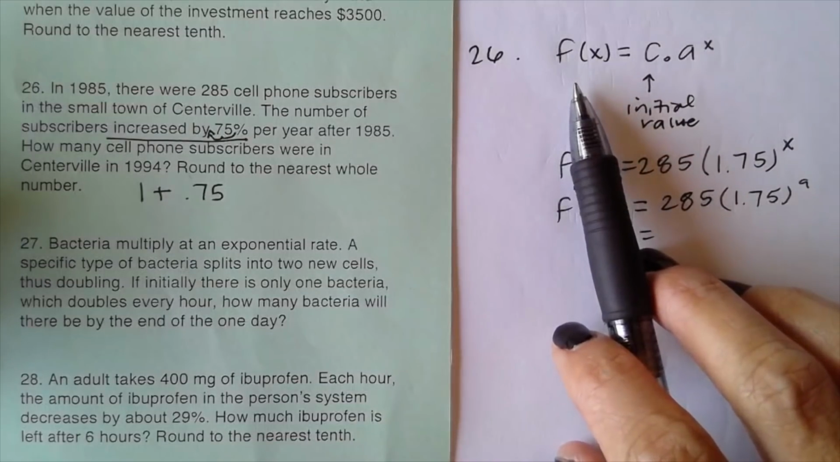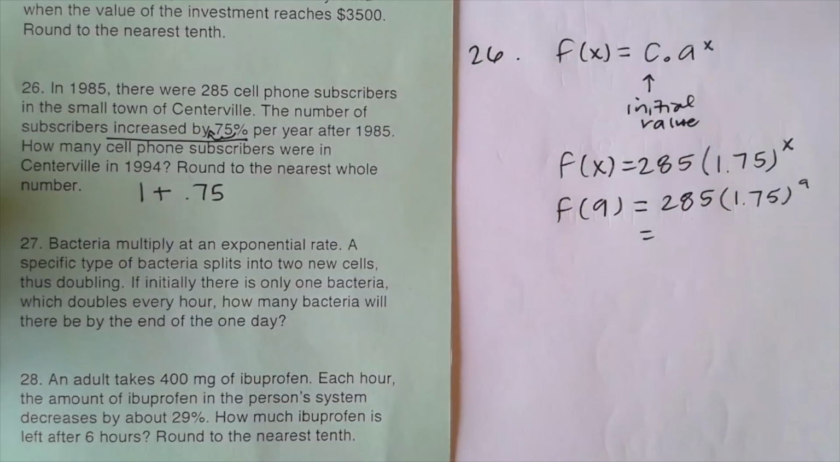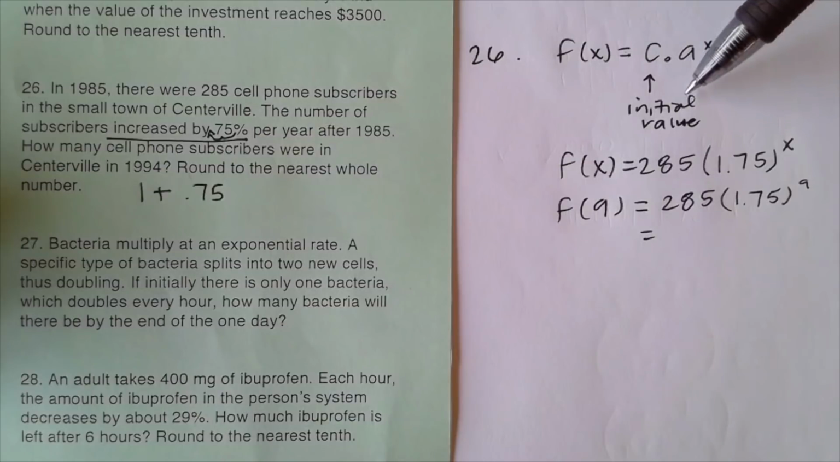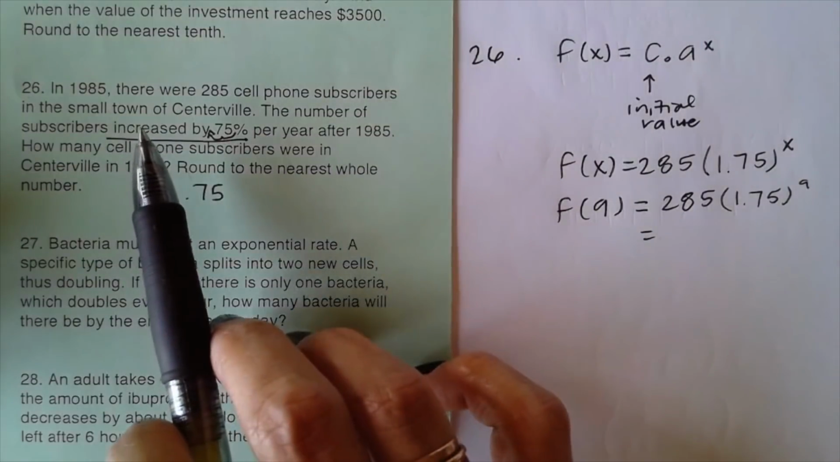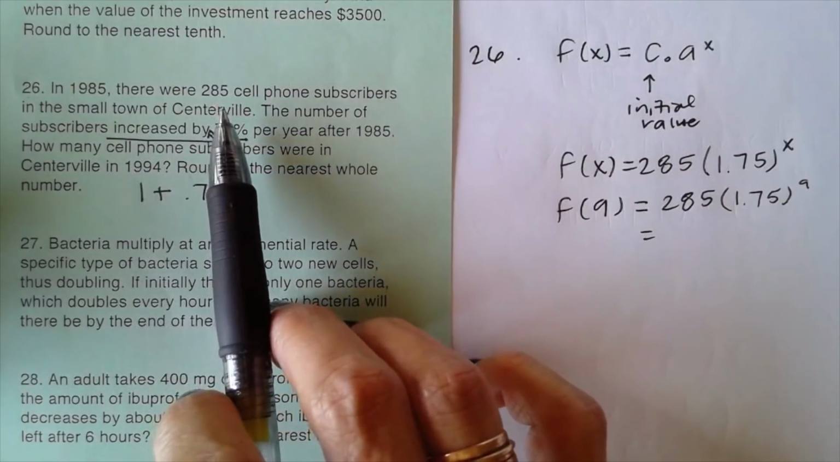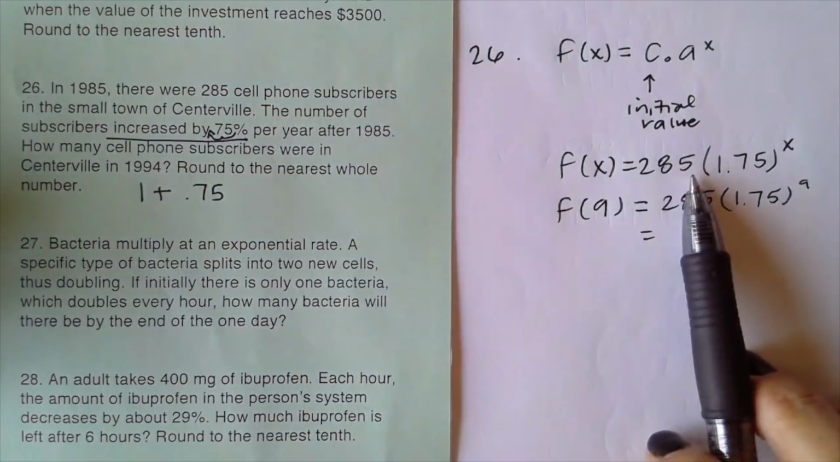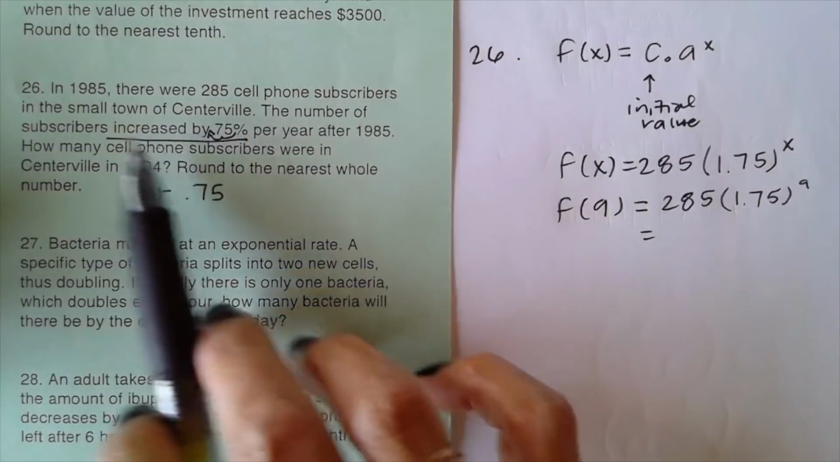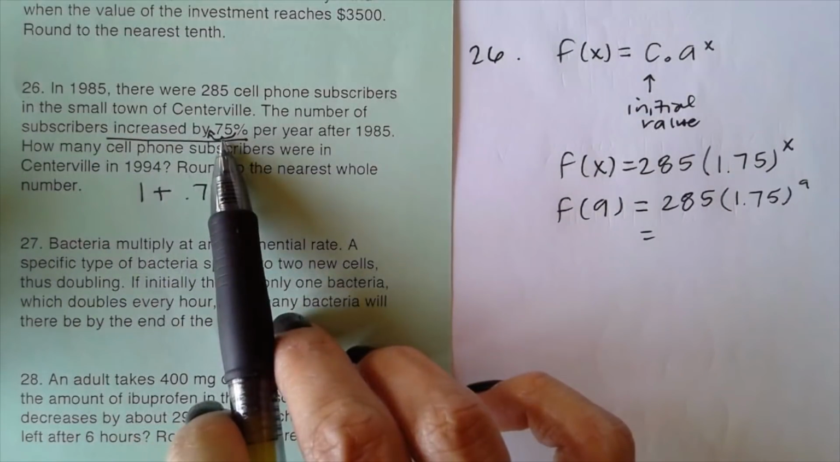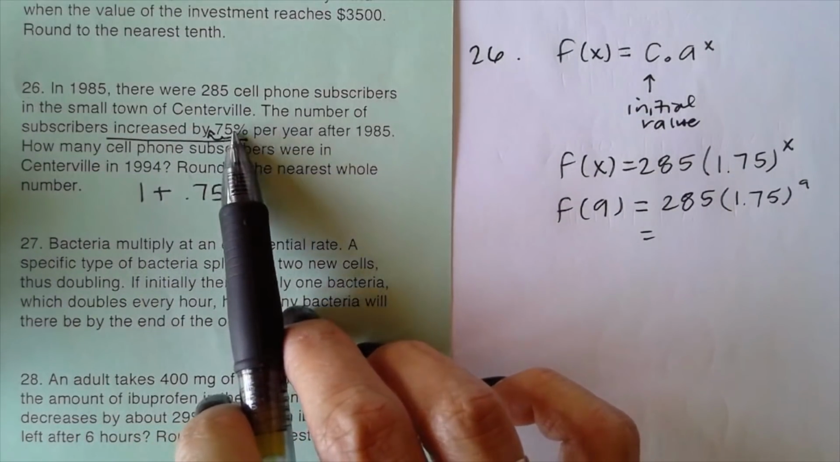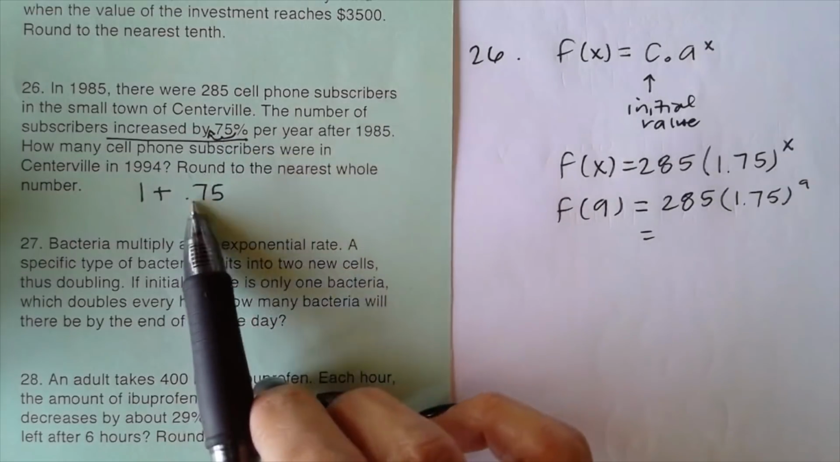For 26, it's an exponential function, so we're using f of x equals c naught a to the x, where c naught is the initial value. So it says in 1985 there were 285 cell phone subscribers, so that's our initial amount. So we're going to plug that in for c naught. And then because it says the number of subscribers increased by 75% per year, we're going to move this decimal 2 to the left, and so you get 0.75.